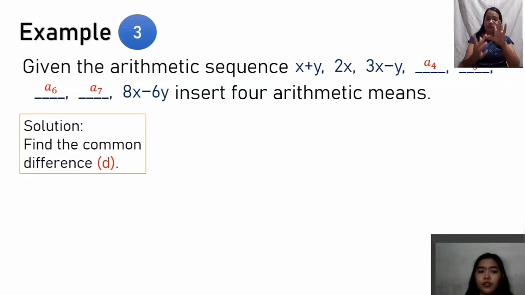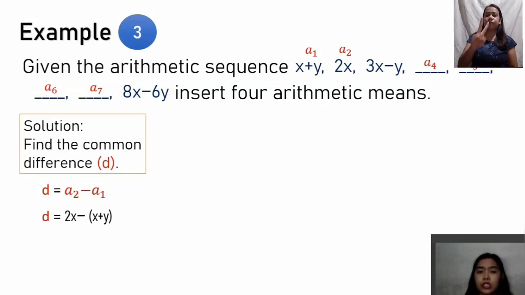So our first step here is to find the common difference using the first term and the second term. To find the common difference, we subtract a sub 1 from a sub 2. So a sub 2 is 2x minus the first term, x plus y. So 2x minus the quantity x plus y. Simplifying, we will derive 2x minus x minus y. Combining like terms, 2x minus x is x, then copy minus y. Therefore, our common difference is x minus y.